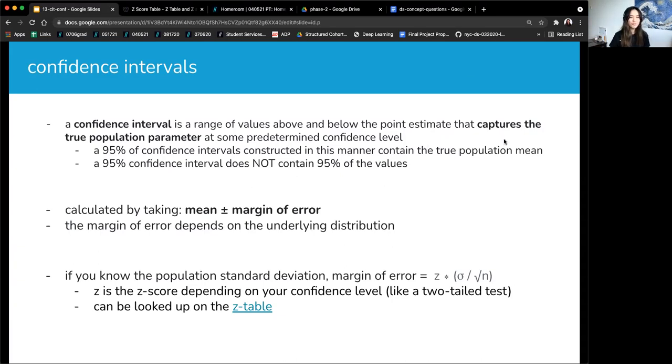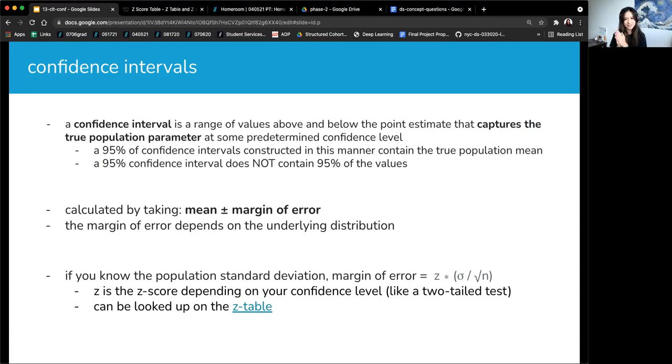So the official definition tells you that 95% of confidence intervals constructed in this manner contain the true population mean. Now, this phrasing might sound a little bit strange. The whole idea behind this is that with different ways of deciding your confidence intervals, 95% of all the confidence intervals that you create will contain the population mean, the true IQ of the world.